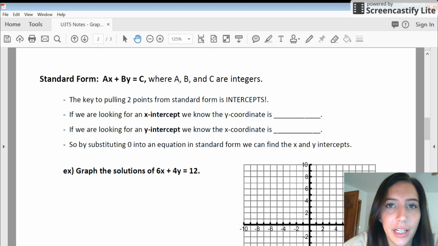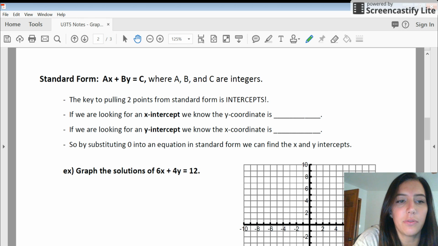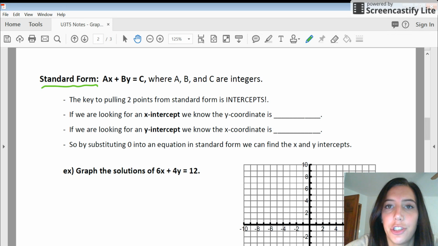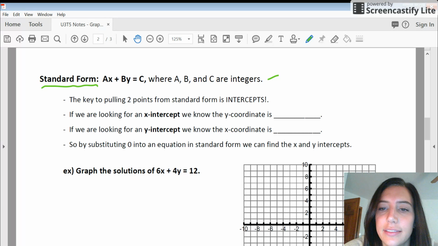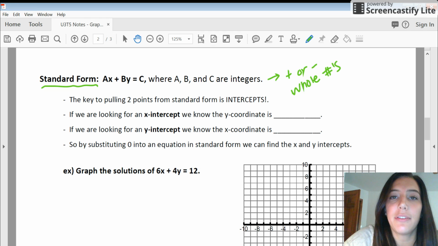Today we're going to be learning about a new form, which we haven't talked about yet, and it's called standard form. Standard form in general form is ax plus by equals c, where a, b, and c are all integers. Do we recall what integers means? Exactly, positive or negative whole numbers. So, no fractions.